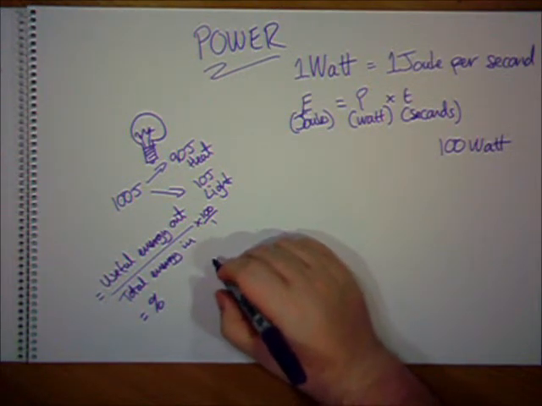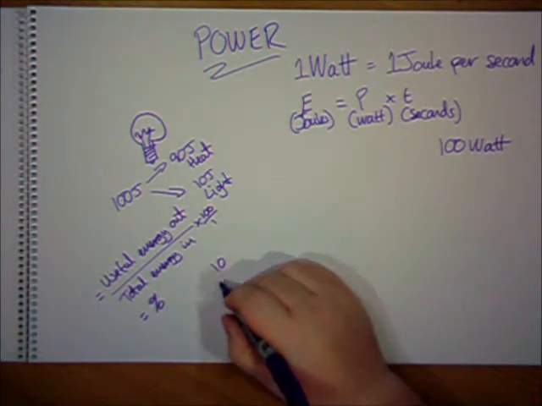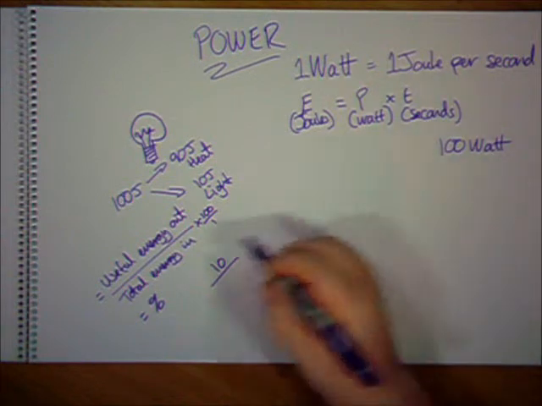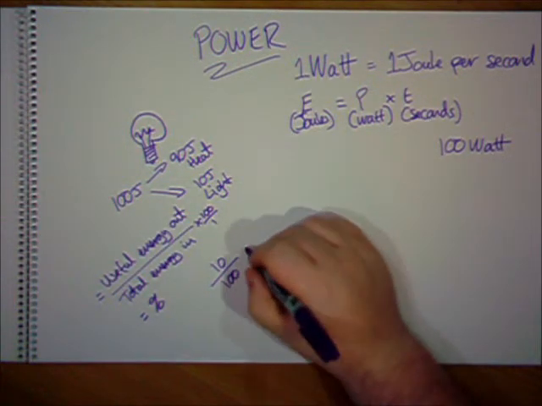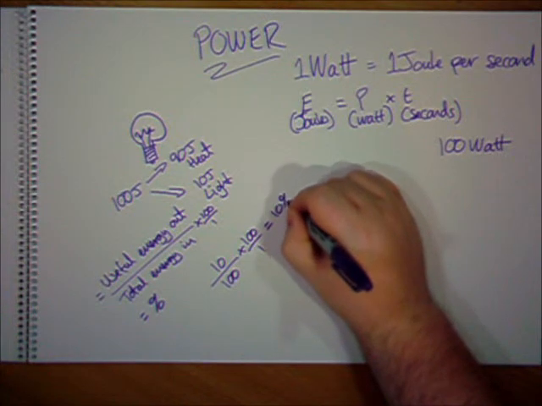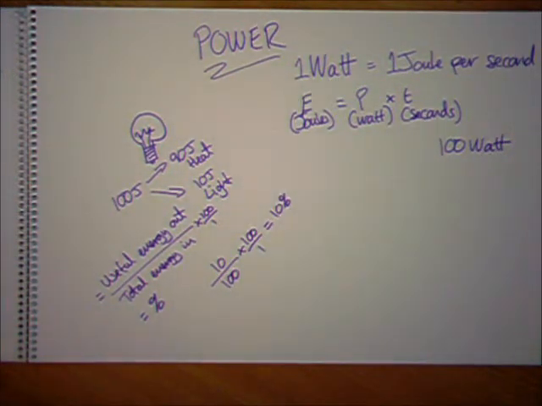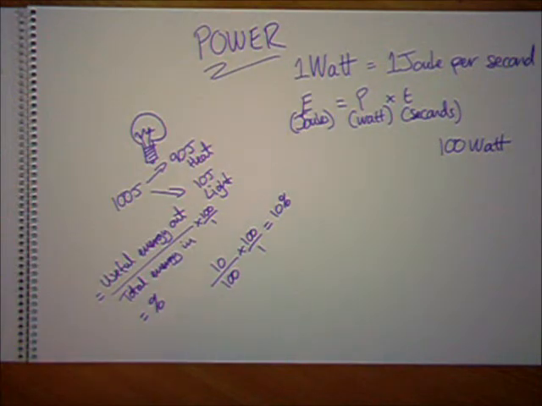So our light bulb, for example, useful energy out 10 joules, that's light. Total energy in 100 joules of electrical energy. Well, multiply that by 100 over 1 and you get 10%. So we can use this equation to work out the efficiency of a device, and we can use this equation to work out how quickly it's transferring energy.